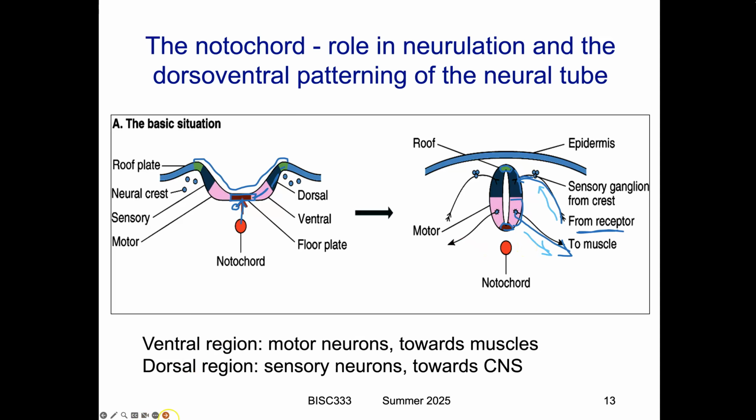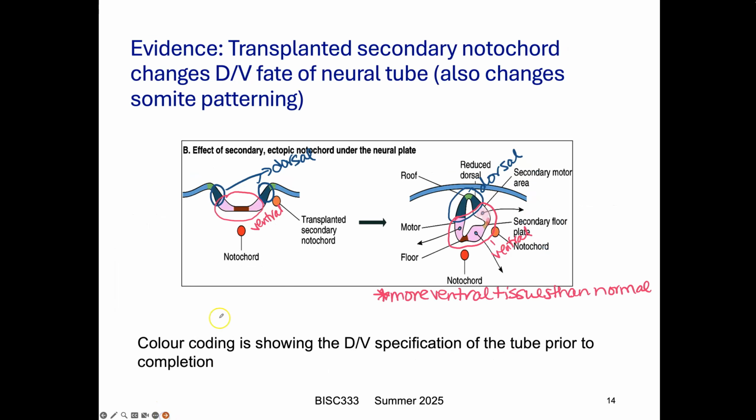Okay. And so this doesn't tell us anything about what the notochord is doing, but this is a piece of experimental evidence that shows us a little bit about how that works. So if you were to, during embryonic development, this is almost certainly in the chick embryo, take the notochord from another embryo and transplant it while the tube is closing, you can transplant it very close to one side.